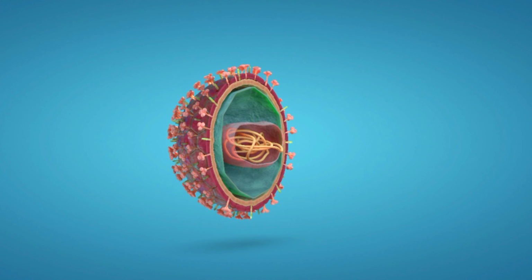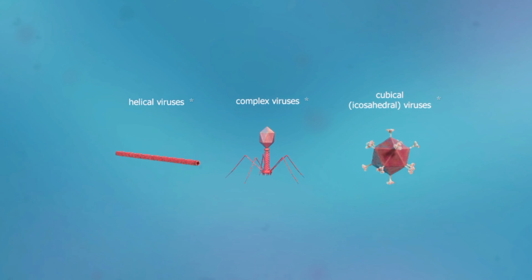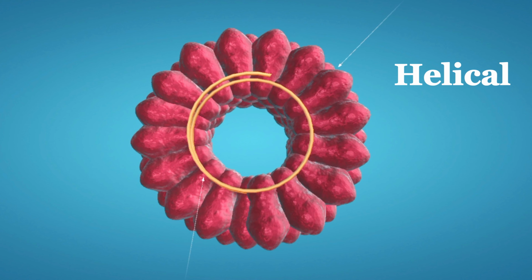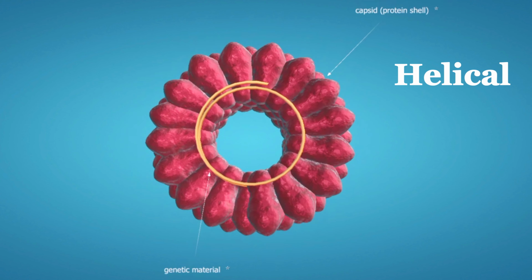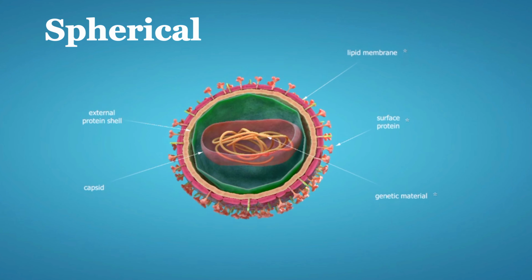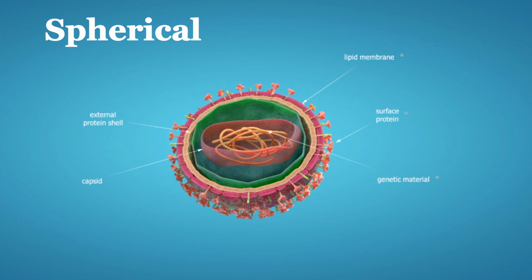The helical-shaped viruses have a helical capsid that forms a helix around the genetic material. Examples include tobacco mosaic virus, or TMV. The spherical-shaped viruses have a capsid that forms a roughly spherical shape with 20 triangular faces. Examples include influenza virus. Some viruses have a capsid that is neither purely helical nor purely icosahedral. Examples include bacteriophage T4 and poxvirus.